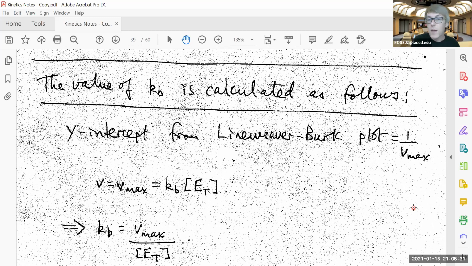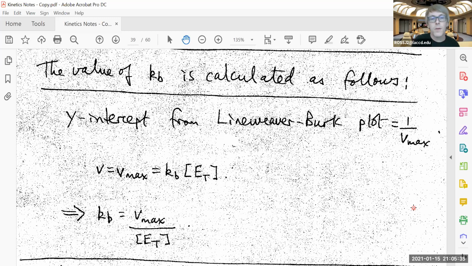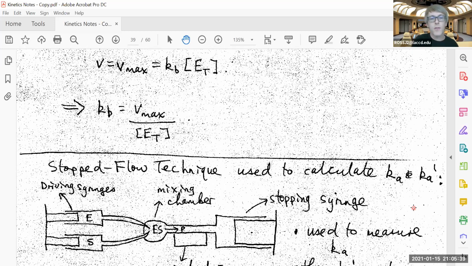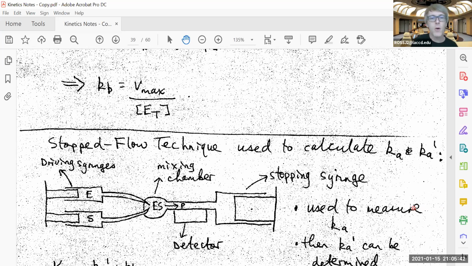The value of the rate constant is calculated as follows: the y-intercept from the Lineweaver-Burk plot, etc. Okay, so that's straightforward. What might this look like in the lab, though?